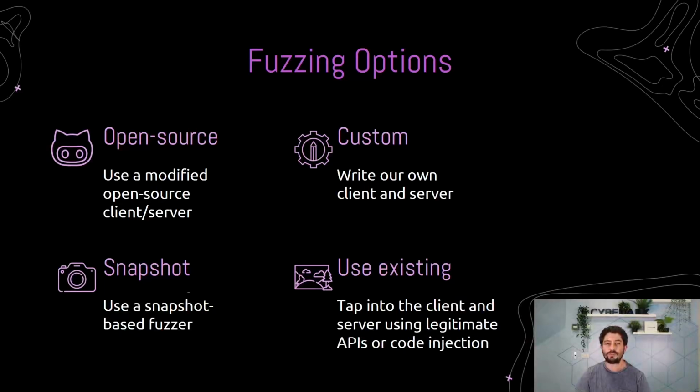And eventually what we chose to go for is, for the client case, we used an existing solution. And the reason for that is that the server side of Microsoft RDP allows very convenient APIs to send messages to the client. And for fuzzing the server side, we used an open source solution, namely we modified FreeRDP.